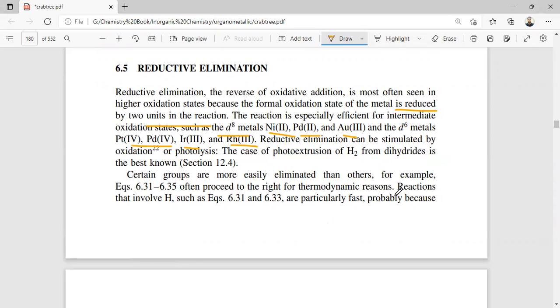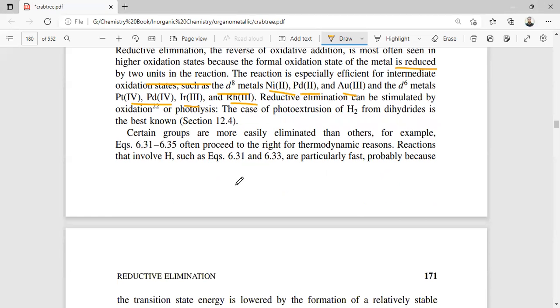So that means in reductive elimination, the metal oxidation state is decreased by 2 units and a stable molecule is eliminated from the complex. Certain groups are more easily eliminated than others.